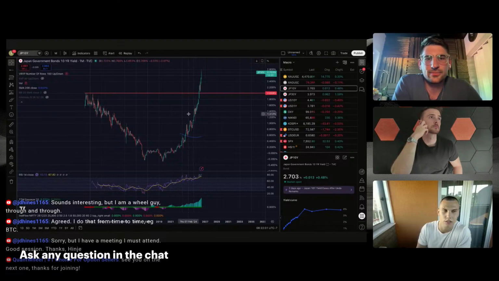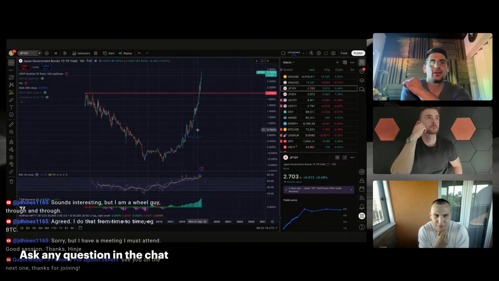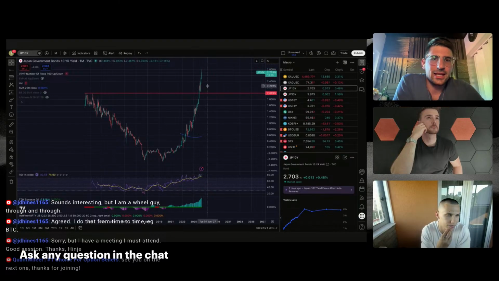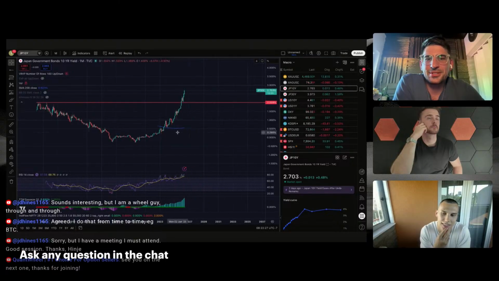Basically, Japan was allowing financing of purchases of the US assets and US debt. So you could just borrow money basically for free in Japan and buy S&P 500. And people have been doing this for decades. That's like what Warren Buffett did. Yeah, exactly. So now when this is going up so high, it's interesting what's going to happen.